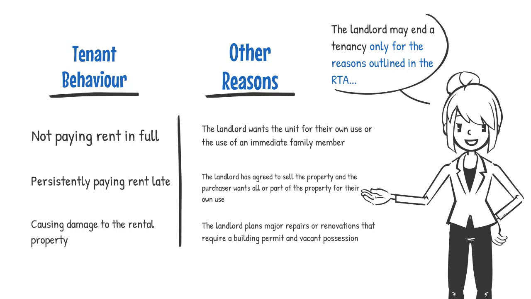The landlord may also evict the tenant for reasons that are not related to tenant behavior, such as the landlord wants the unit for their own use or the use of an immediate family member. The landlord has agreed to sell the property and the purchaser wants all or part of the property for their own use. The landlord plans major repairs or renovations that require a building permit and vacant possession.